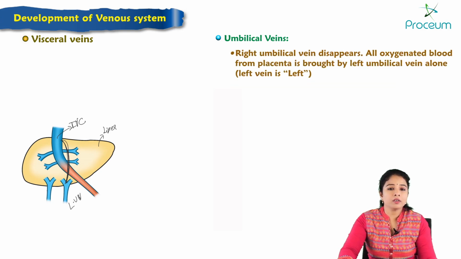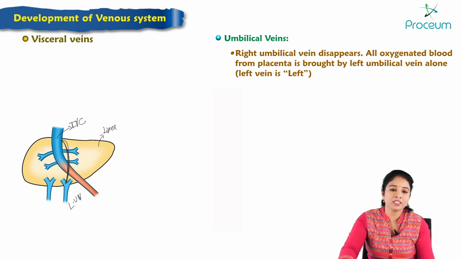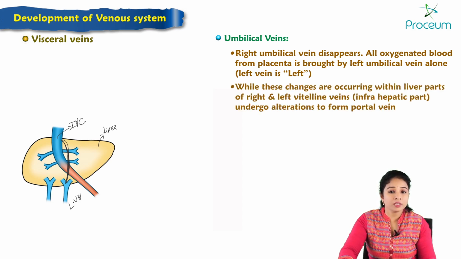So the right umbilical vein disappears, and all the oxygenated blood from the placenta is brought by the left umbilical vein alone. So remember, left is the only vein which is left, and the right umbilical vein is degenerated and disappeared completely. While these changes are occurring within the liver, the infrahepatic parts of the right and left vitelline veins undergo alterations to form the portal veins.